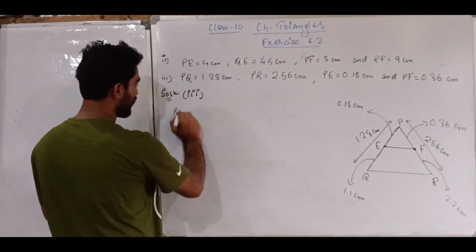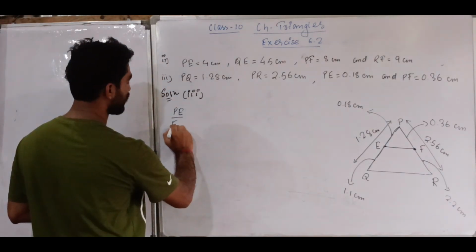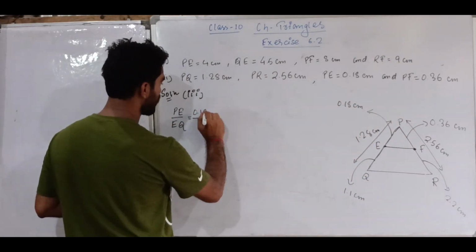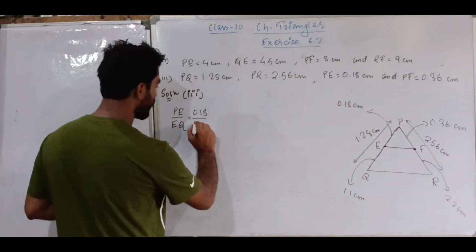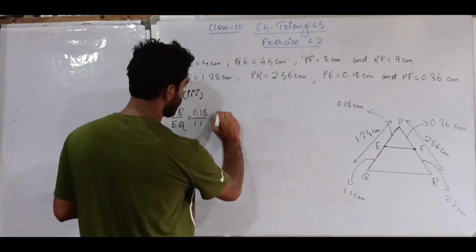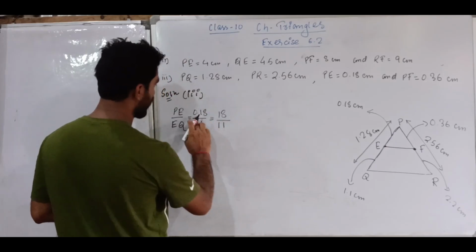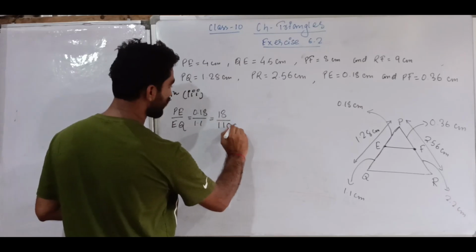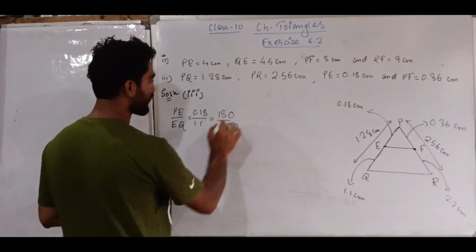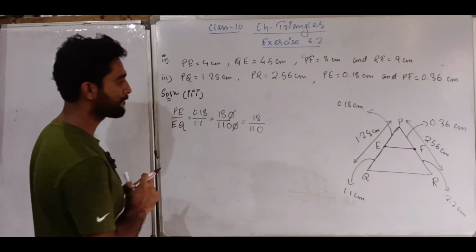Now we will check this PE divided by EQ. So PE is given 0.18 and EQ is given 1.1. So if we simplify this, what will we get? This one 18. After the decimal point, 2 digits are there, that is why here 20 will come. Here after the decimal point 1 digit is there, so 10 will come. So 10 can cancel. This will be 18 divided by 110.